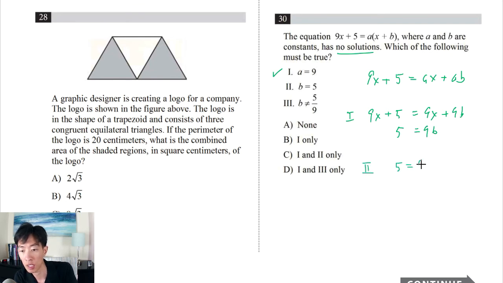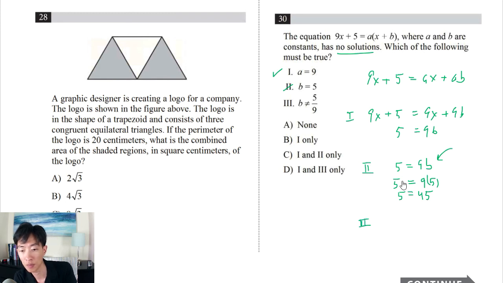So let's test out choice 2. We have 5 equals 9b, and they want us to say, does b have to equal 5 for it to have no solutions? So substitute 5. What do we get? 5 equals 45. So this does show that when b is 5, we get 5 equals 45, which is a contradiction. So that does make the equation have no solutions. But if you look at this, b can pretty much be any value. If b is 1, 5 equals 9 doesn't make sense. If b is 2, 5 equals 18 doesn't make sense. So b does not absolutely have to be 5 in order for it to have no solutions. So that's not going to work.